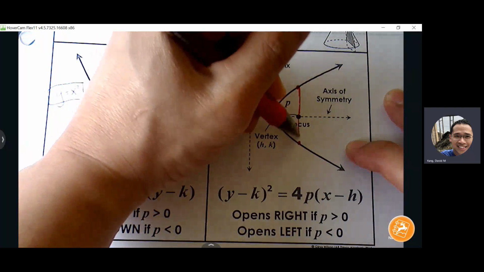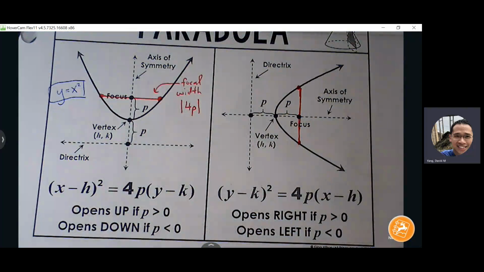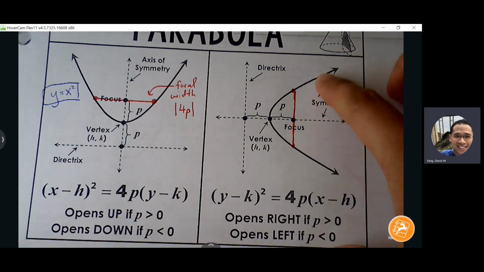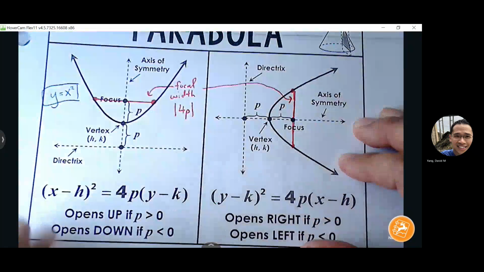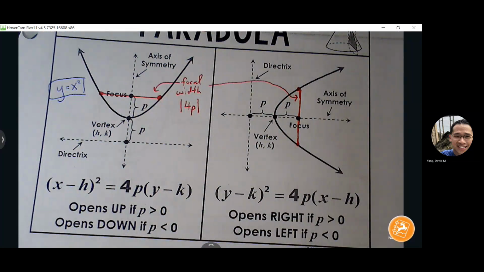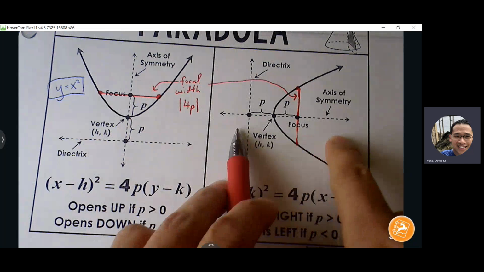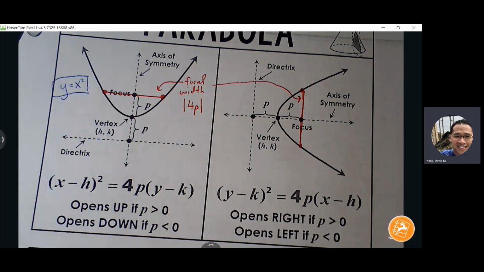The nice thing about focal width is it helps you shape your parabola a little bit better. You can have an idea how wide to initially make your parabola without having to plot every point. So it gives you a little bit more information about how wide or how narrow to make your parabola. It'll always be perpendicular to your axis, and it'll always stop and end on the parabola, but it's going to have to go through the focus.